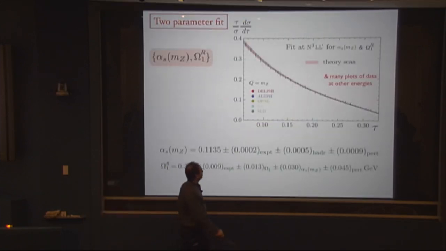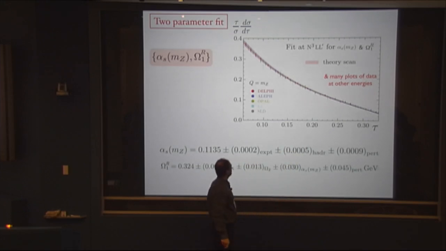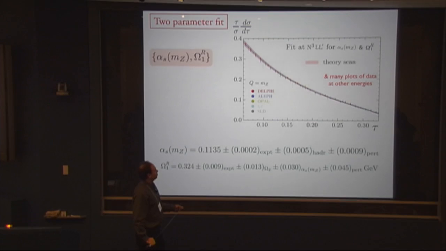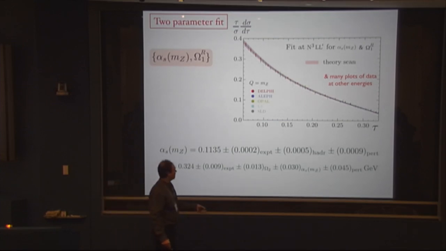So here's a comparison of that to earlier colliders. These are earlier colliders in the LHC. And this is a two-parameter fit that we've done to two parameters that come in. And it's not just the fit to the data shown on this plot, but there are many other plots of the same type for different center of mass energies.